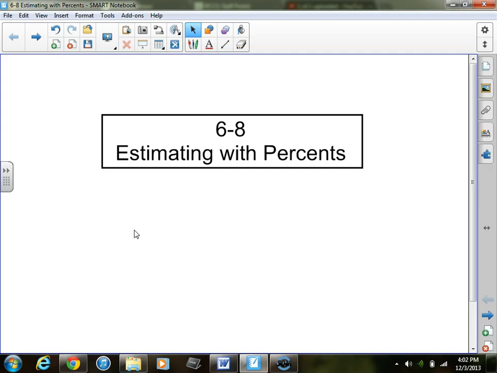Now you see on the board there, we're going to be estimating. And we've already worked with estimating. We've done that before. We know when we're estimating, we're not looking for an exact right answer. So that automatically makes it slightly easier because I just need to find an answer that's pretty close.